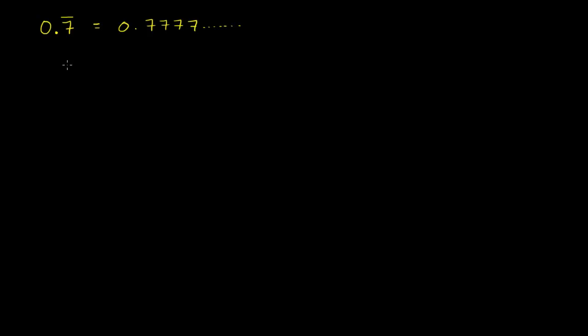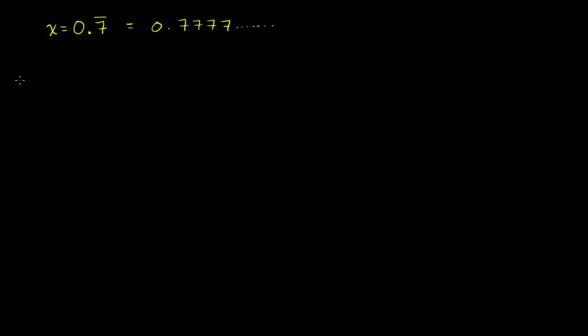So the trick to converting these things into fractions is to essentially set this equal to a variable, and we'll just do it step by step. So let me set this equal to a variable. Let me call this x. So x is equal to 0.7, and then the 7 repeats on and on forever.